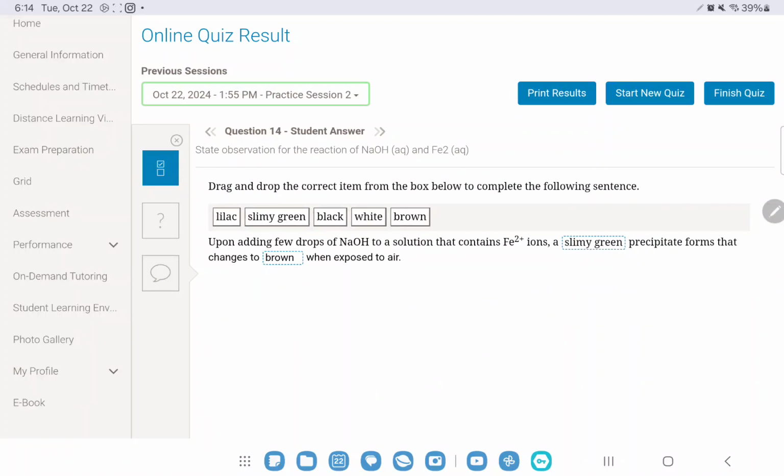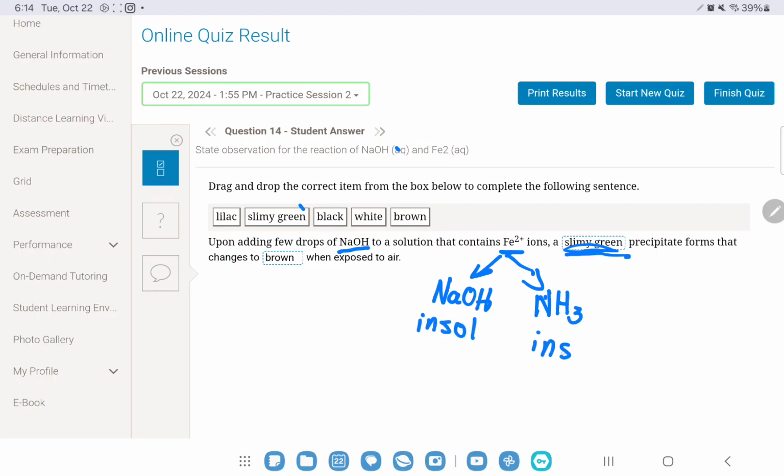Okay. You added NaOH to a solution containing Fe2+. Fe2+ with NaOH is always going to give you slimy green. So with NaOH and NH3, it's going to give you a slimy green color. The only difference, and actually no, there is no difference. It's insoluble in both. Whenever you see iron, or Fe, no matter what the superscript was, whether it was 2 or 3, iron is always insoluble in excess.